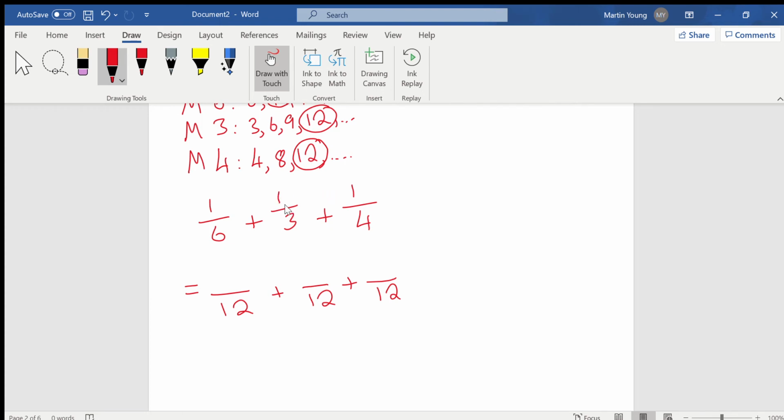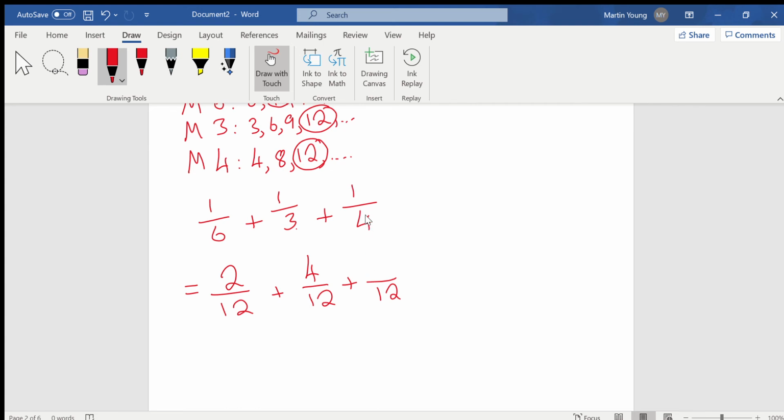Okay, so what I'm now thinking is, what have I done going from 6 to 12? Well, I've multiplied by 2, so I need to do the same to the top. So this will become 2. And you can see that 2 over 12 is obviously a sixth. What have I done going from 3 to 12? I've multiplied by 4, so I need to do the same to the top. And again, you can see that 4 over 12 is a third.